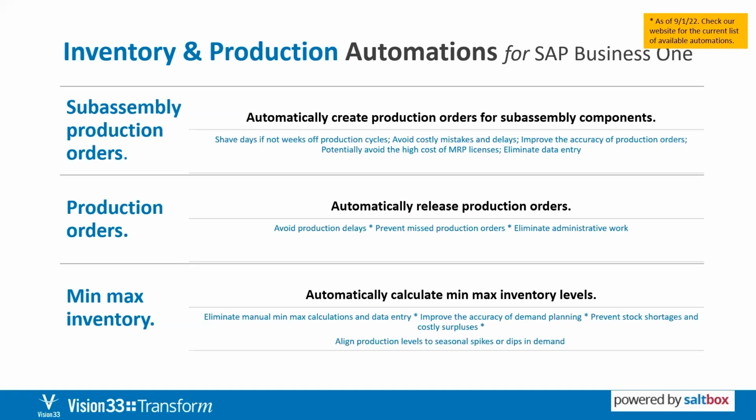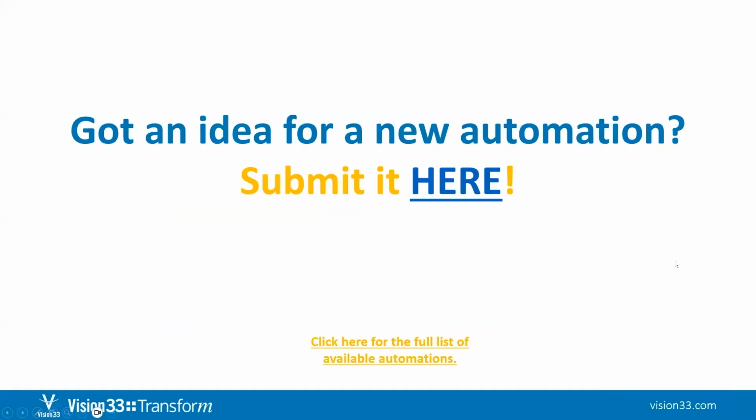Production orders. We can automatically release production orders when it's appropriate. And we can do, as I mentioned earlier, the min-max inventory calculations and data entry so that your MRP runs and other demand planning that you might do will be a lot more accurate than if you're not using min-max levels. Now, as I mentioned, they're customizable, and we have a list of them, and there are always additional ones in the list that I didn't mention today.